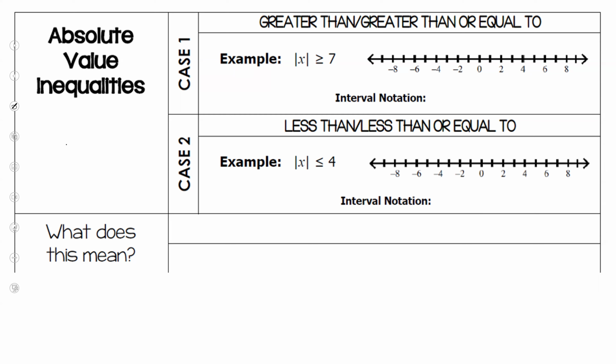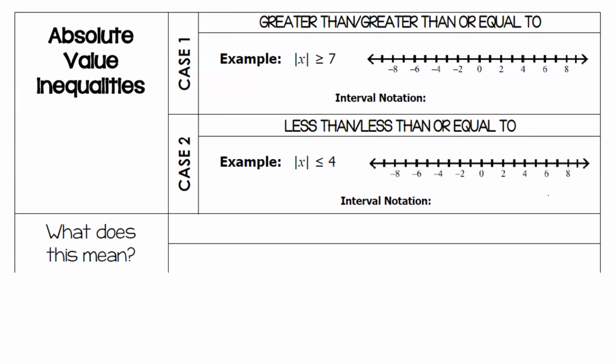So guys, go ahead. I want you to talk with your group. What do you think this will look like? The absolute value of x has to be greater than or equal to 7. What do you think this has to look like? Ready, go. How are you going to graph it?